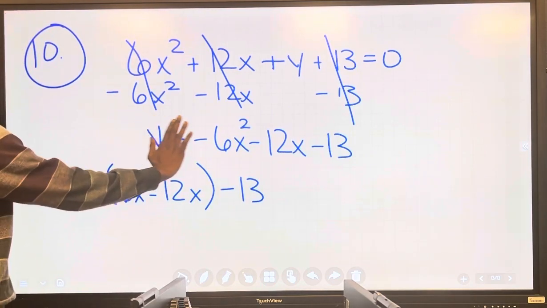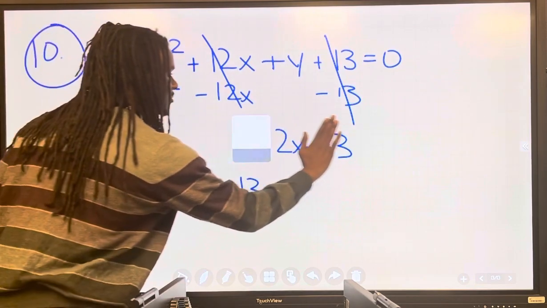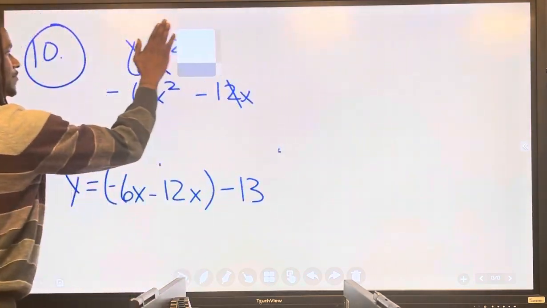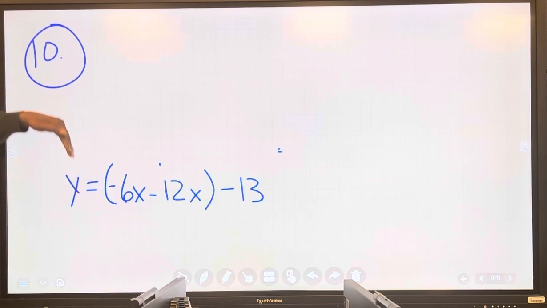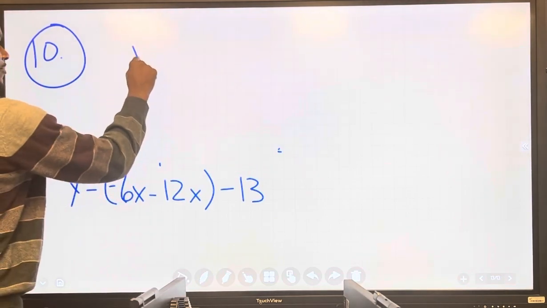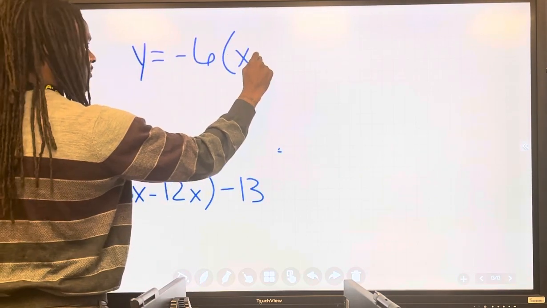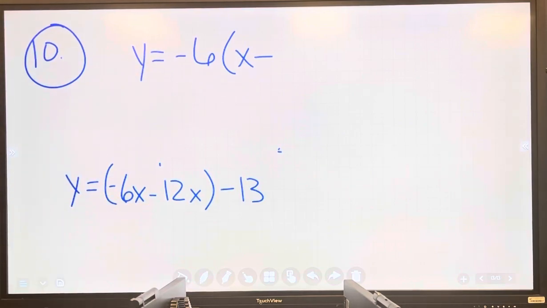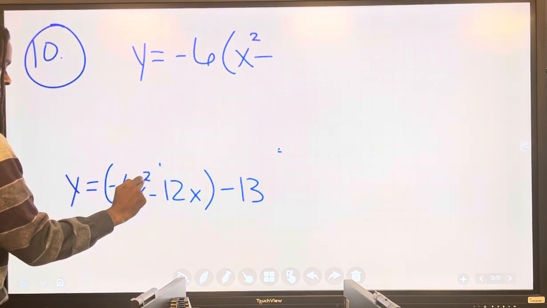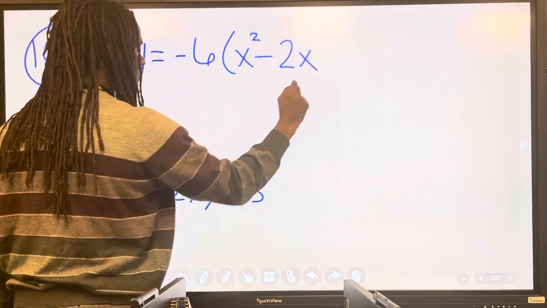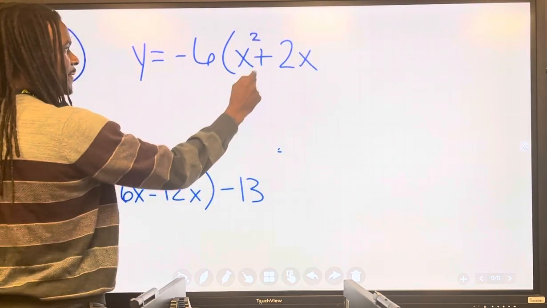Yeah. I'm gonna erase this so I can get some space. Wait, what would you do with the negative 6? You gotta factor it out of this parenthesis here. Oh. So when you factor it out, it becomes y equals negative 6 times x minus negative 6 times what made negative 12? Negative 6 times what made negative 12? 2. So it becomes minus 2x, or plus 2x, sorry.